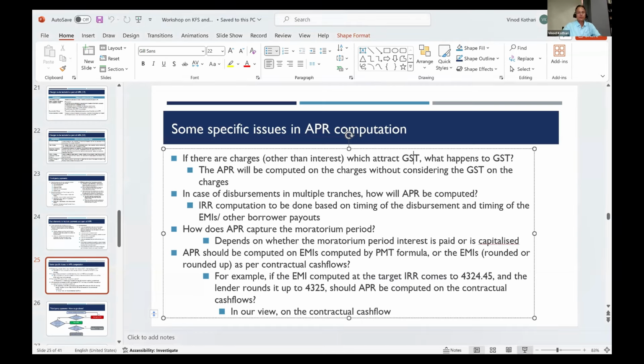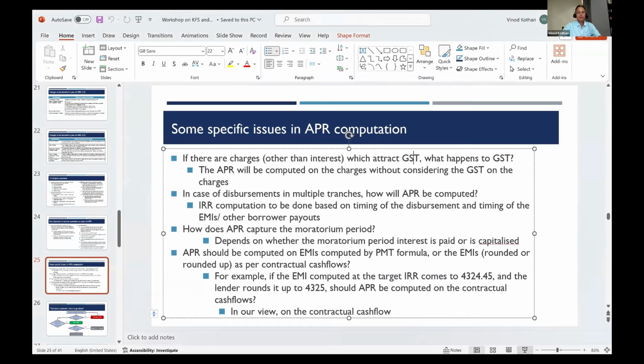So how does APR capture moratorium? Similarly, like I took disbursements in tranches, I can take moratorium as well. It depends on the moratorium period. It also depends on whether the interest during moratorium will be paid or will it be capitalized. APR will be computed based on the PMT formula. Now there's a little computational issue here.